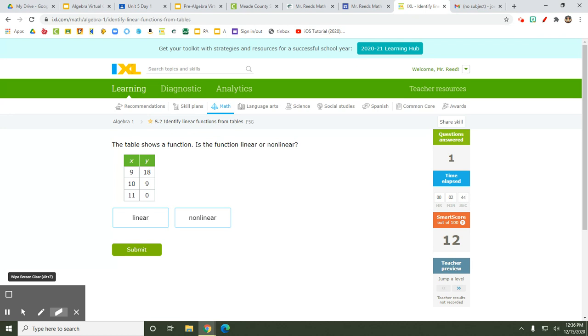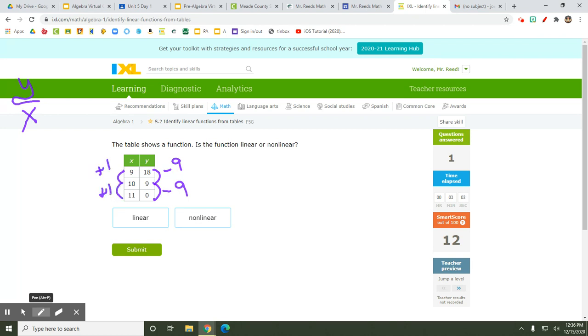So look at this next one. The table shows a function. Is the function linear or nonlinear? Again, we remember our slope, change in y over change in x. 18 to 9, we went down 9. 9 to 0, down 9. 9 to 10, we went up 1. 10 to 11, we went up 1. So I would have negative 9 over 1. Everything is consistent. Therefore, this is linear.